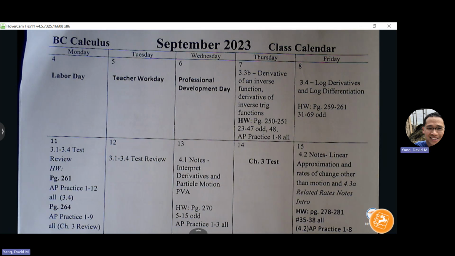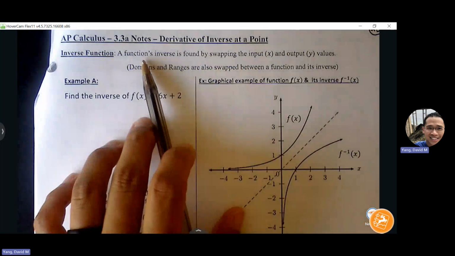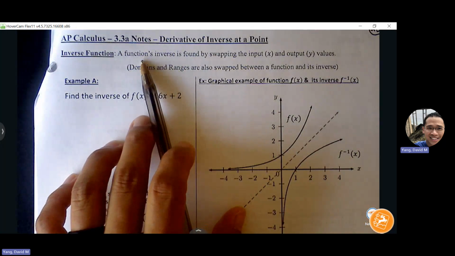All right, so derivative of inverse at a point. Let's go to page 23. So this is not a hard topic, but it does require us to have some visual connection with what's going on. So if we can see it, it makes it easier to see why we're doing these steps that we're doing. Okay. So first, I want us to understand what an inverse function is.